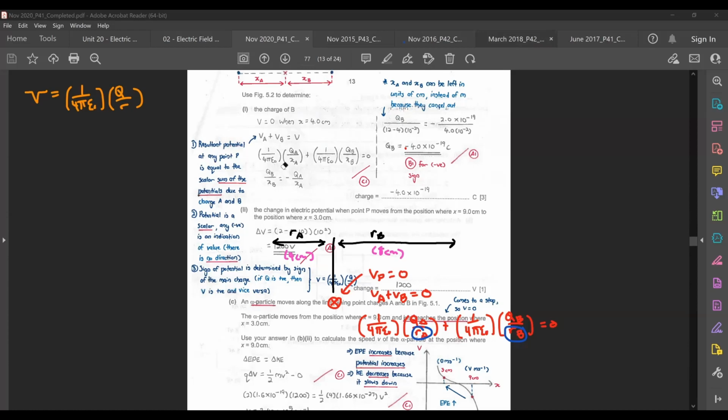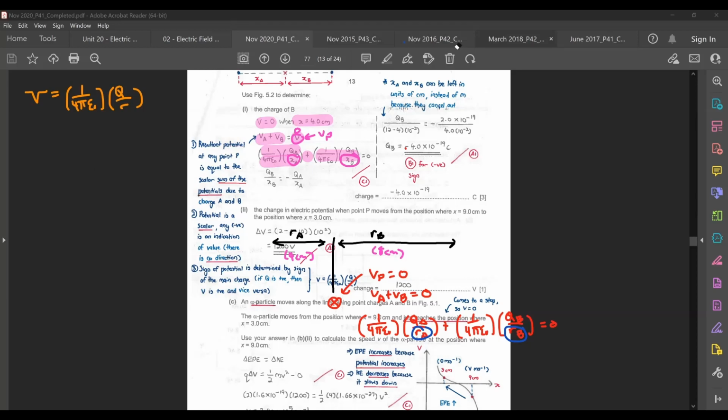So now I told you that your V is 0 when X is 4 centimeter. That means VA plus VB equals VP equals 0. Okay, this part here is actually VP, right? And it's equal to 0. So when you expand it out, you get this expression. Okay, so 1 over 4 pi epsilon naught QA over XA plus 1 over 4 pi epsilon naught QB over XB. Here I use XA because I'm trying to follow the convention used in the question, because the question used X, so I use XA, XB here. But if you wanted to use RA, RB, that is also fine. It doesn't matter.